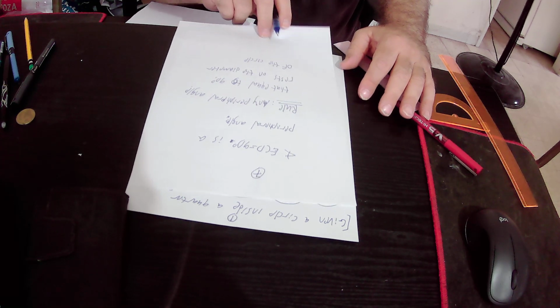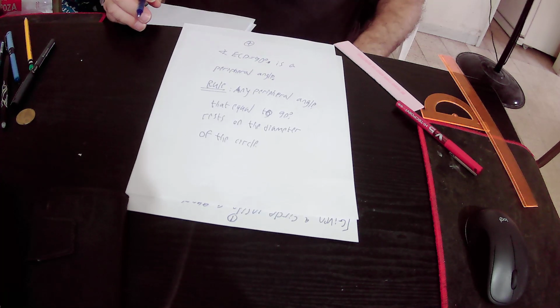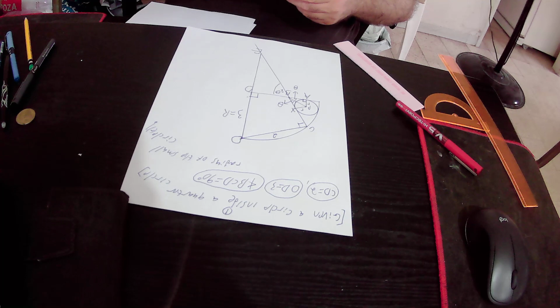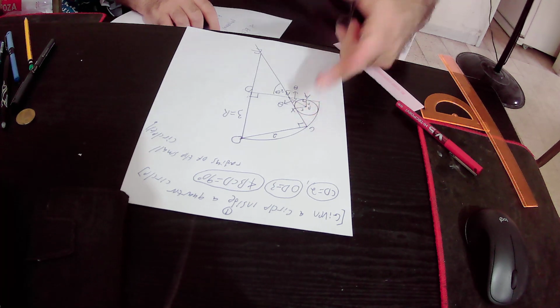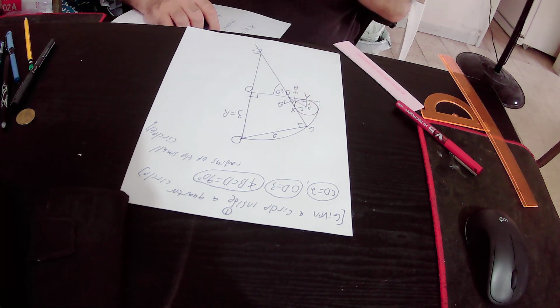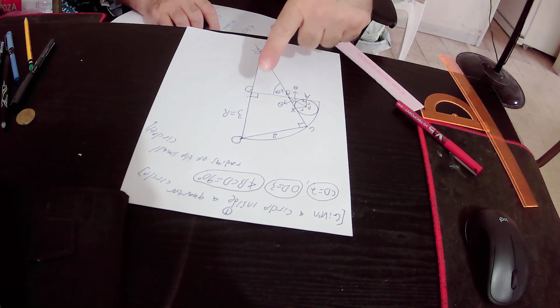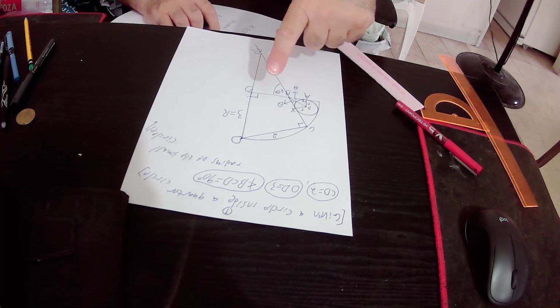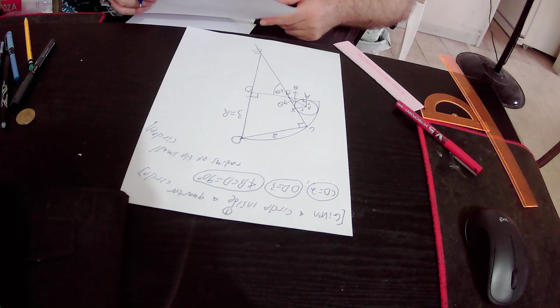So I will read the rule again. The rule states that any peripheral angle that equals 90 degrees rests on the diameter of the circle. So actually, peripheral angle ECD equals 90 degrees. Therefore, according to the rule that I read, peripheral angle ECD rests on the diameter of the circle. We know that peripheral angle ECD rests on ED, so ED is the diameter of the quarter circle.